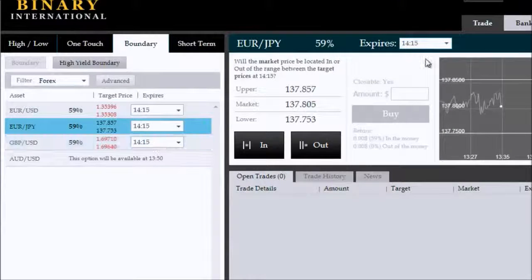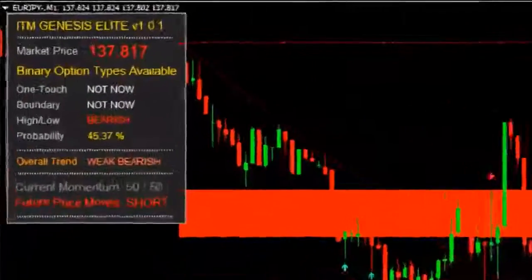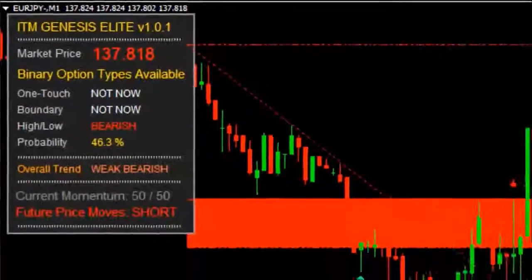There we are. So let's go back to the chart and see if that opportunity still exists. And no, we've missed it. So we'll come back when it does surface.